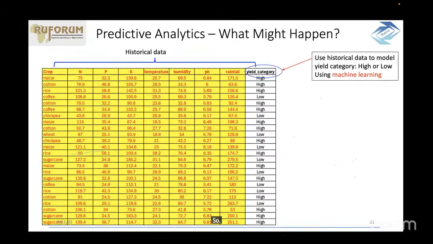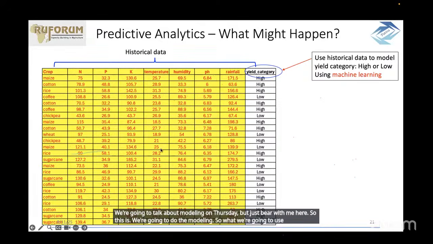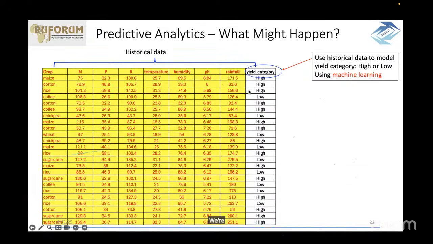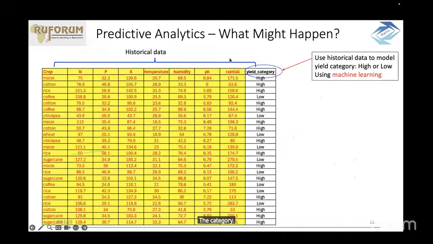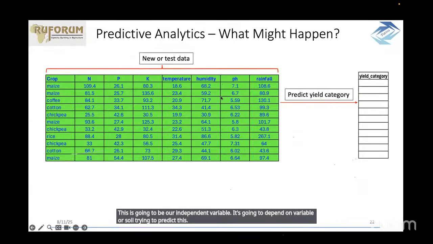We're going to talk about modeling on Thursday, but just bear with me here. We're going to use this historical data to build a model. Then in the future, when you get new data sets or test data sets, you're going to predict the category. When we use machine learning, this is going to be our independent variable, and this is going to be the dependent variable. So we're trying to predict this, and then our model will have this.